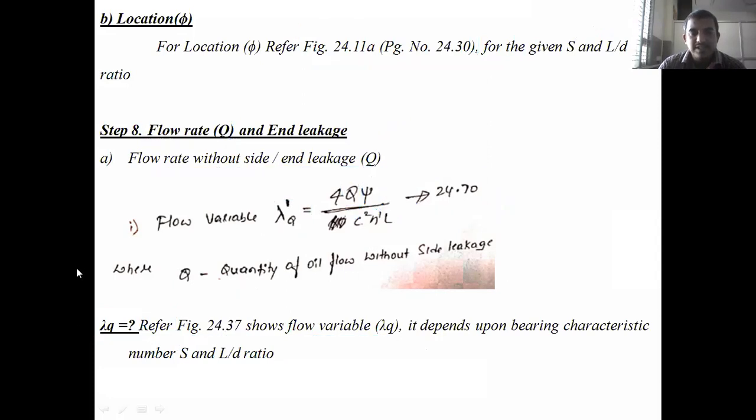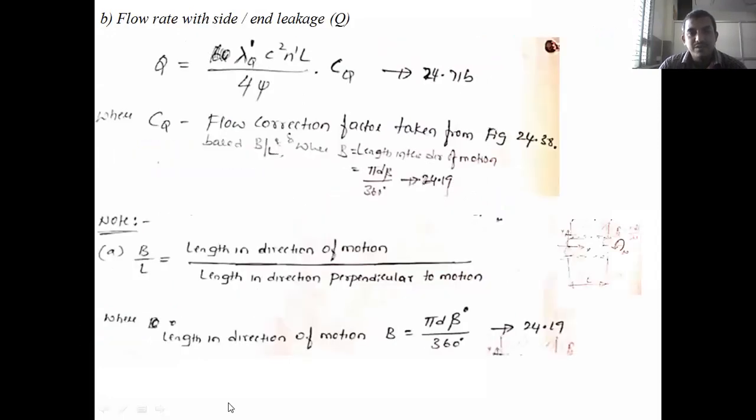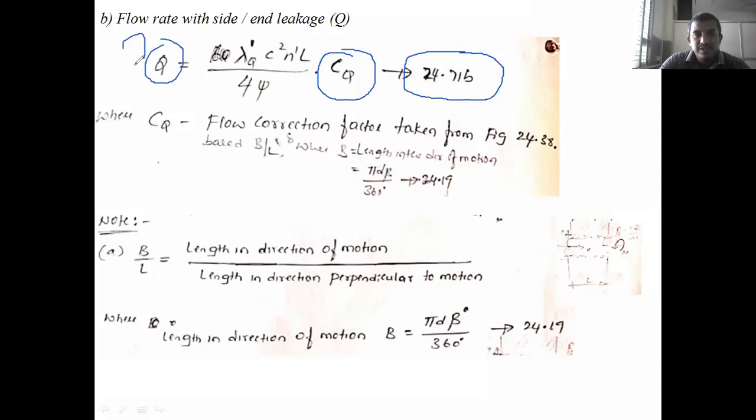Suppose if side leakages, end leakages are there, then we use the equation in the design data handbook, equation number 24.71b. This is a modified form of the same equation, with only one more parameter included, C suffix q. Again, our aim is to determine Q, the flow rate with the side leakage. Lambda suffix q, you know how to calculate by referring to the previous figure. C, N prime and L we also know. Now the only unknown is C suffix q.